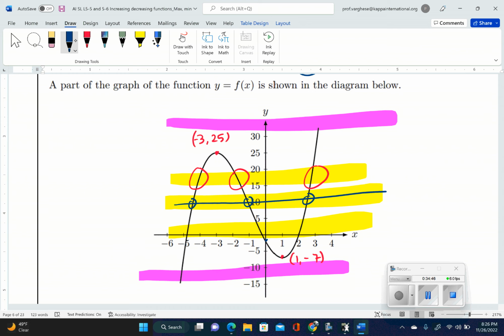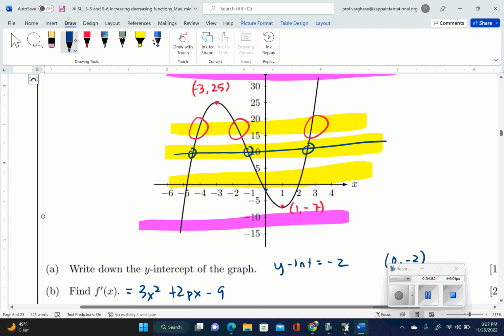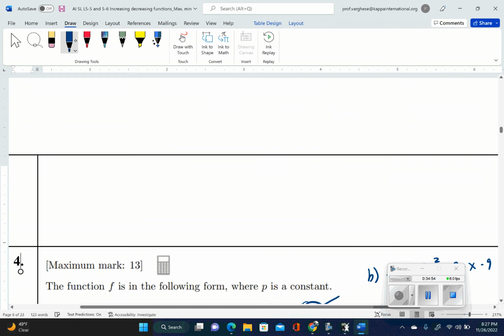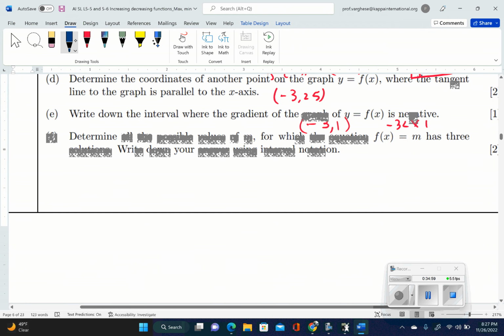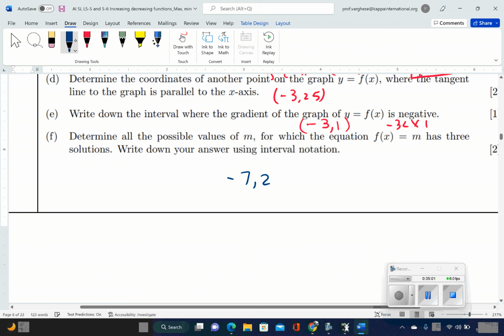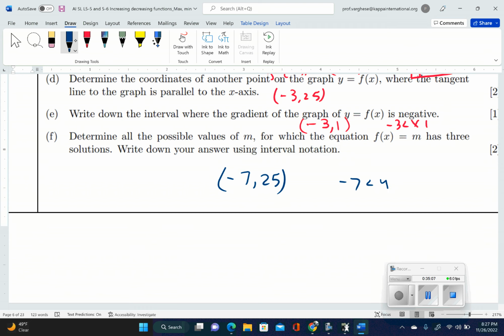So I see that my interval is between -7 and +25. There is the answer to this last question right here. Determine all possible values. It's going to be from -7 to +25. So somewhere between there, or you could have written it as y is going to be between -7 and +25. So that is going to be the interval. Okay, good.